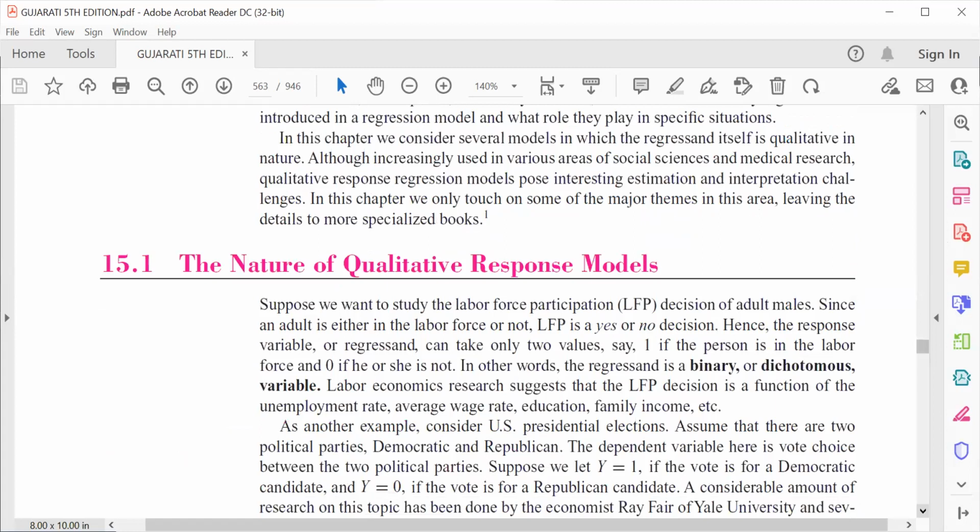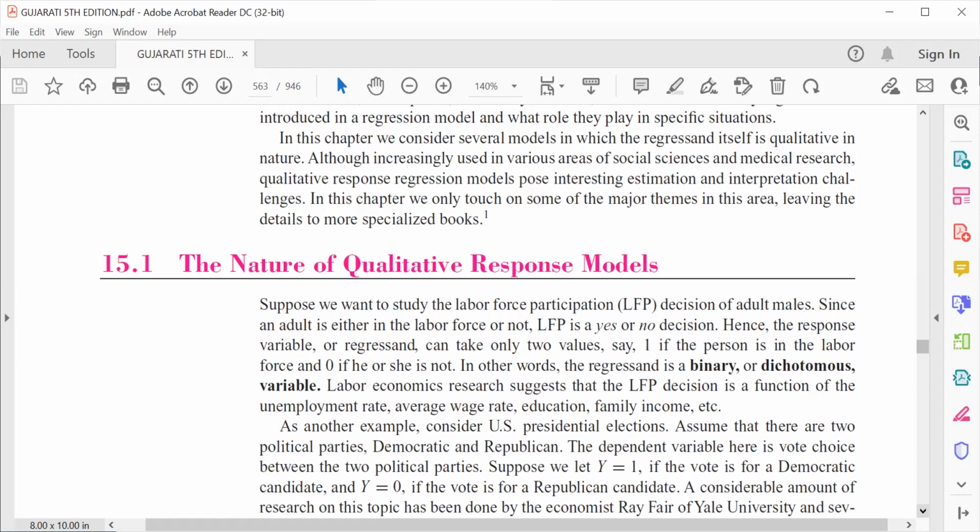Here we suppose we have labor force participation decisions of adult males. Since an adult is either in the labor force or not, labor force participation is a yes or no decision. Hence the response variable of the regression can take value 1 if the person is in the labor force, and 0 otherwise, if not in the labor force. In other words, the regression is a binary, dichotomous variable.